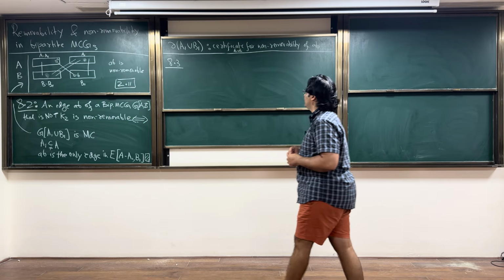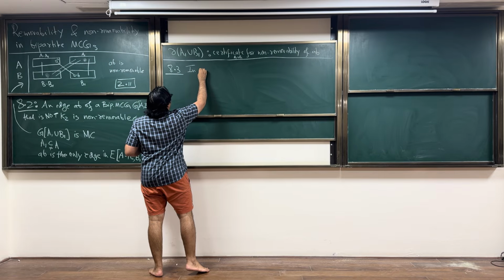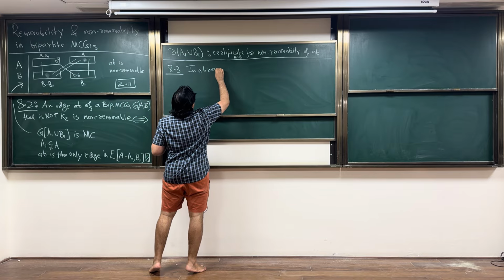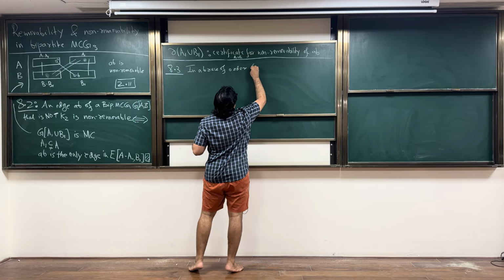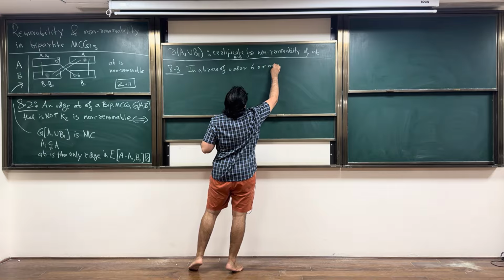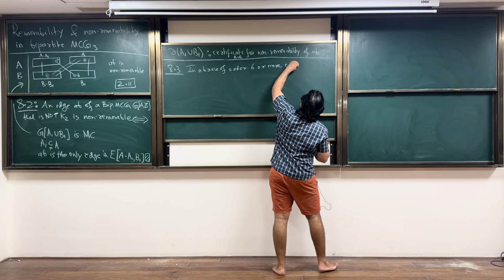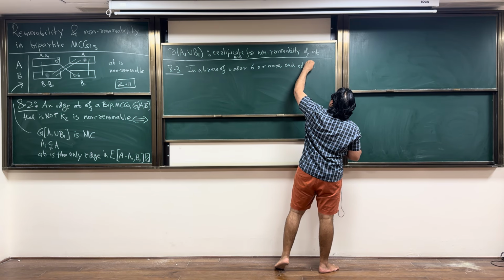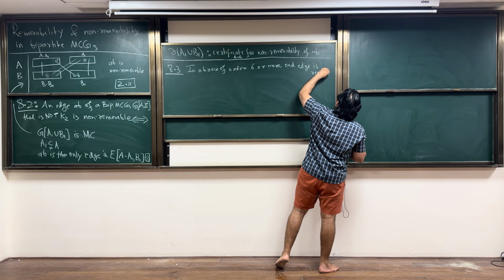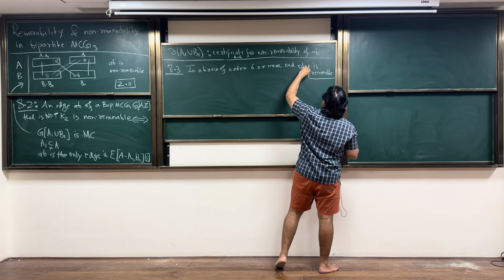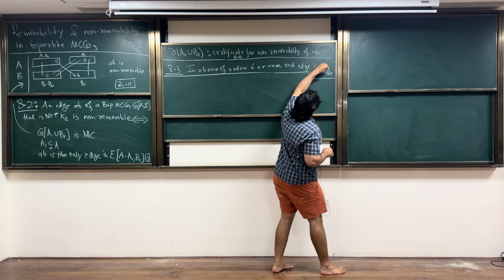So I'll just write down the 6 vertex version. In a brace of order 6 or more, each edge is removable. Proved.